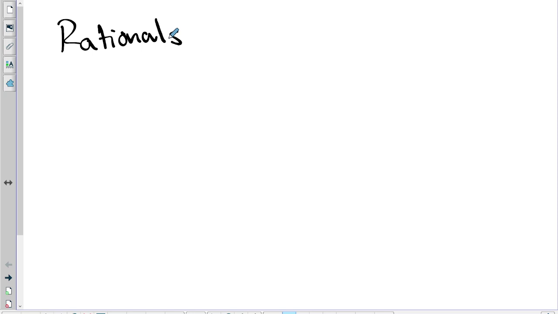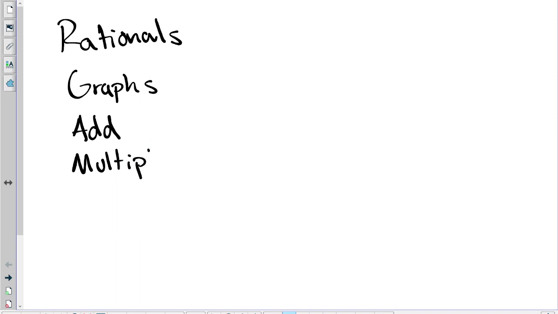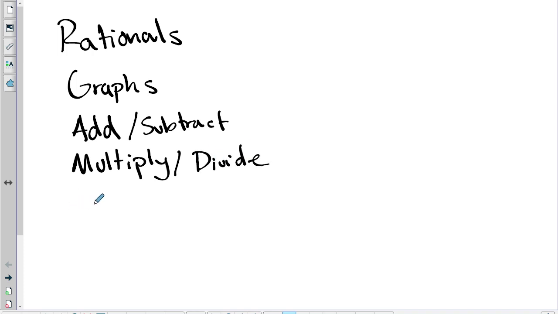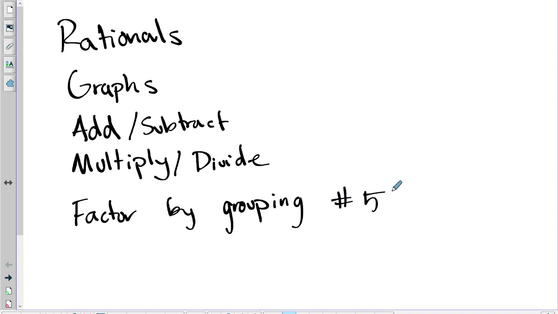But here we are. So I'm going to do a little bit of review for rationals. I'm going to cover what the graphs look like. I'm going to cover how to add and how to multiply, okay? These rational functions: add, subtract, multiply and divide. I'll also cover one little thing from before, which is factor by grouping, which was number 5. And on number 5 as well, tomorrow, if you still feel uncomfortable on it, I will provide an alternate question that you can do for 75% max credit, okay?